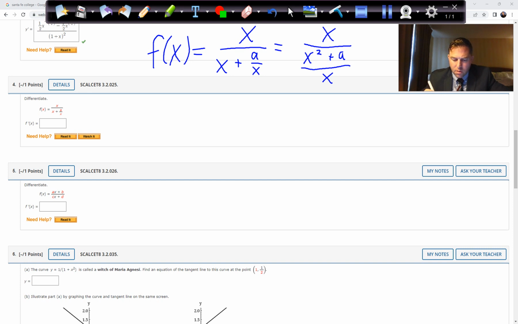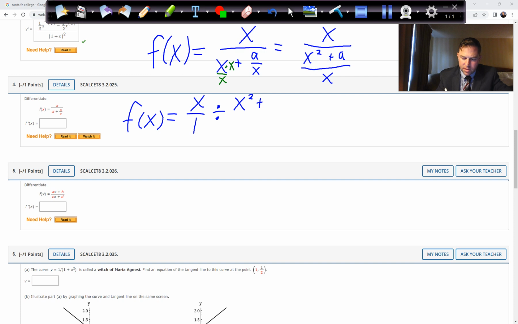So what I did was I wrote this x, let me actually show this in green. So I said I got to divide by x here, but if I do that I have to multiply by x on top. So that gives us x squared over x, and then I wrote the plus a all over 1x. And now we're going to write this as x over 1 divided by x squared plus a all over x. Well, you might have heard this before. We can keep, change, flip.